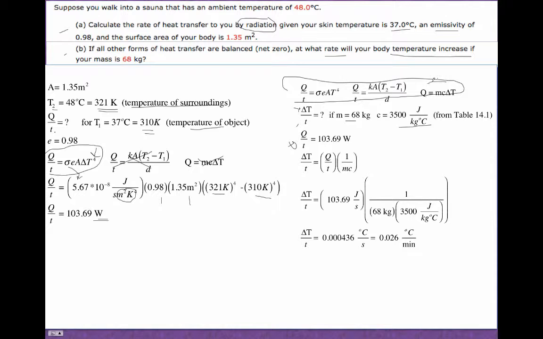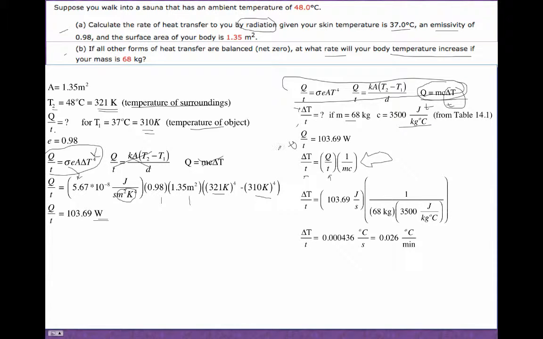And using this formula here, I divide both sides by t, with t being time, little t. So then I've got delta T over t. I've got Q over t, which I know. So that's this right here. This is my unknown. And then I divide both sides by 1 over MC, and I get delta T over t by itself. So that is where this thing comes from.